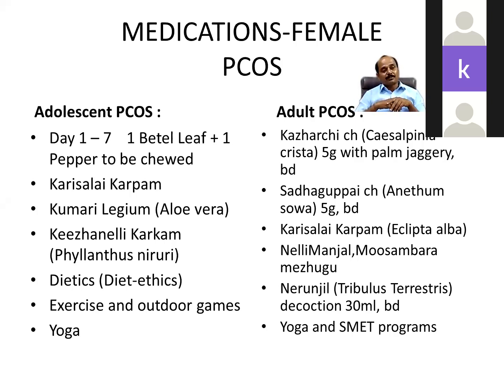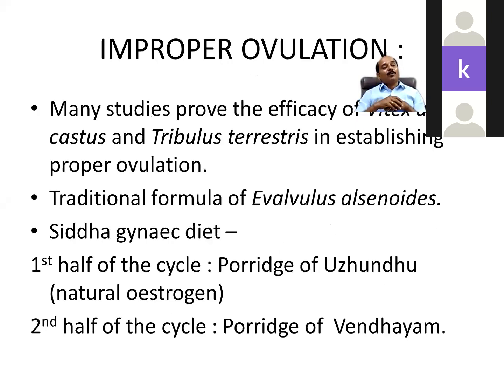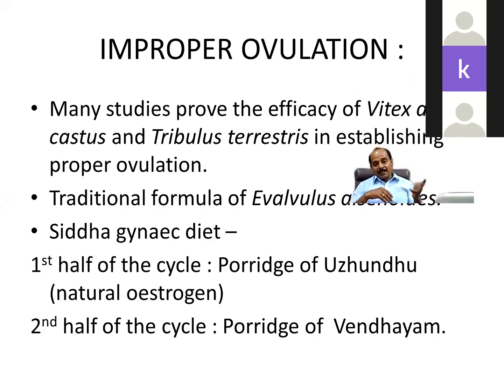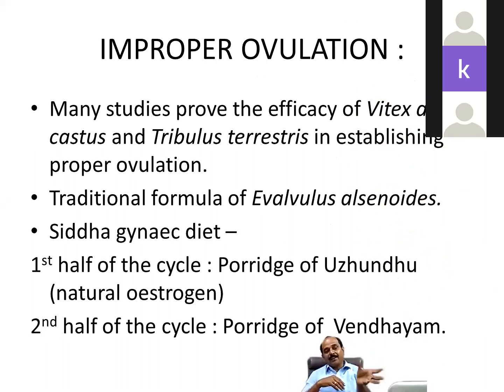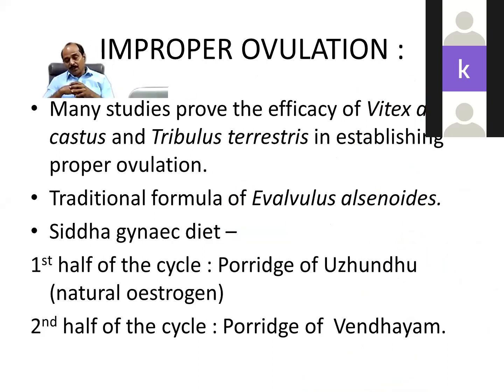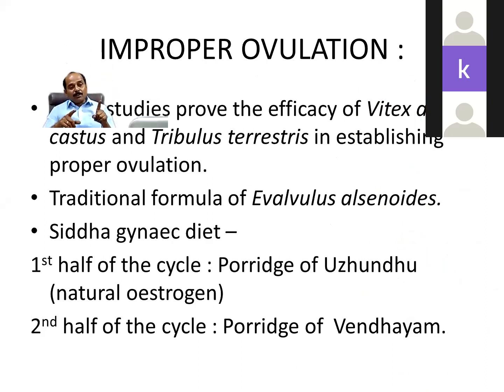Next, improper ovulation. There are many studies about Tribulus terrestris. Next, the role I mentioned, the Siddha gynaecological diet, is an important point. As I said earlier, if you want a benefit from a diet, at least follow it for 6 to 9 months. Otherwise, any diet will not be beneficial for its therapeutic value.